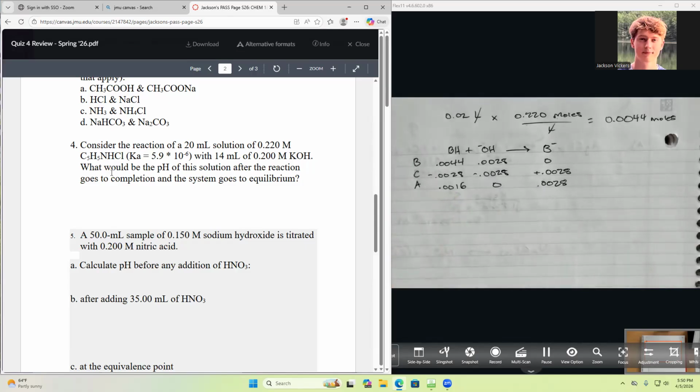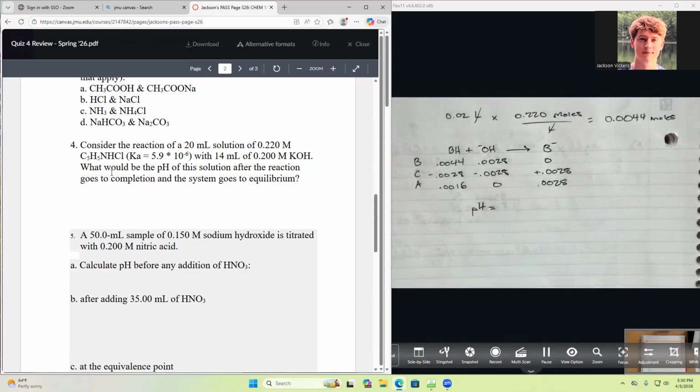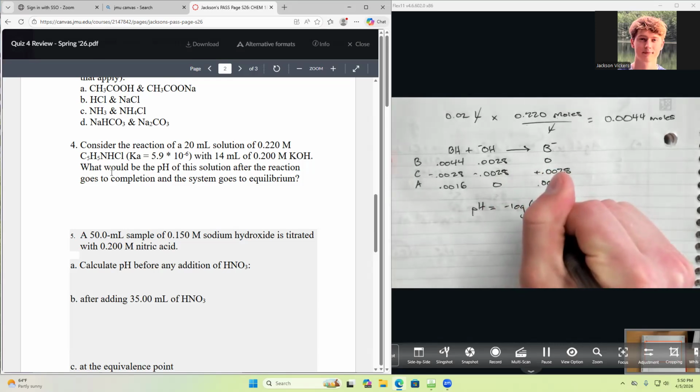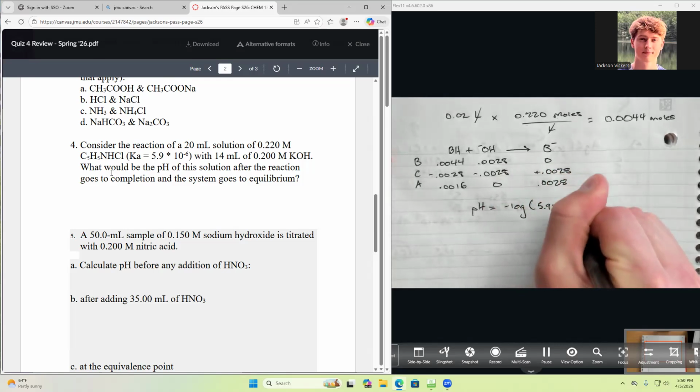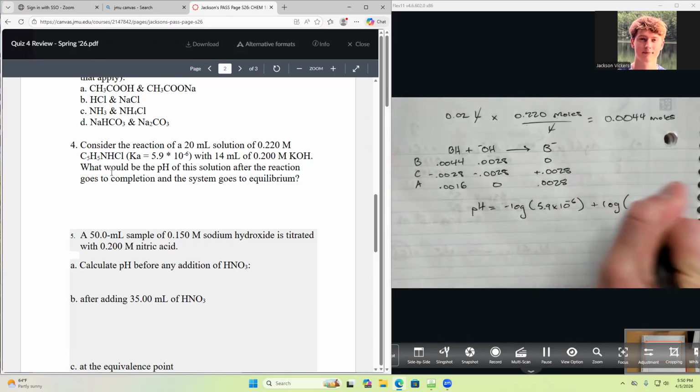That's our indicator that we can go straight into Henderson-Hasselbalch. No ice tables, none of that stuff. So kind of a nicer problem. And Henderson-Hasselbalch again is pH equals pKa. We have the Ka, so we're going to do negative log of the Ka plus log of what over what?